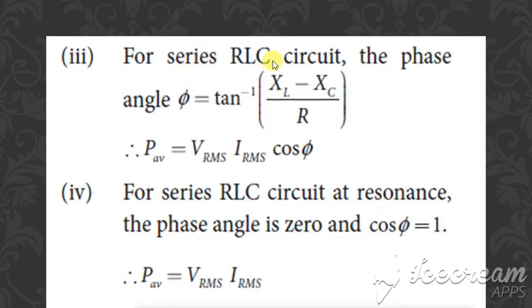Next, whenever you are considering a series RLC circuit, what will the phase angle be? Phi is equal to tan inverse of (XL minus XC) divided by R. This formula we know already. But at resonance, the phase angle becomes 0. Then cos phi is 1, so we get power average equal to Vrms into Irms. So this is power in an AC circuit.